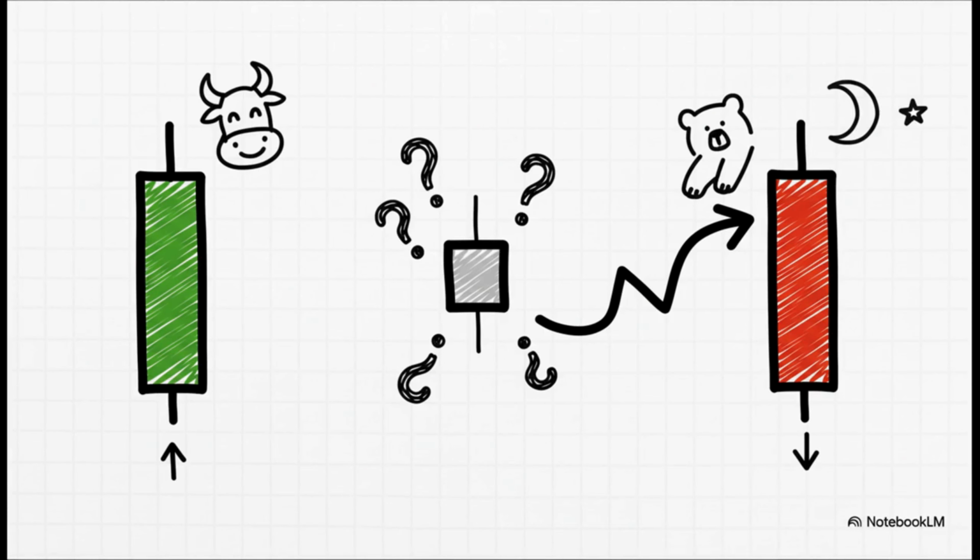And of course, if you have a morning star, you have to have an evening star. It's the perfect opposite. Found at the top of an uptrend, you get a strong green candle followed by that little moment of hesitation, and then a strong red candle confirms the bears are wrestling back control. It's a big warning sign that the party might be over.